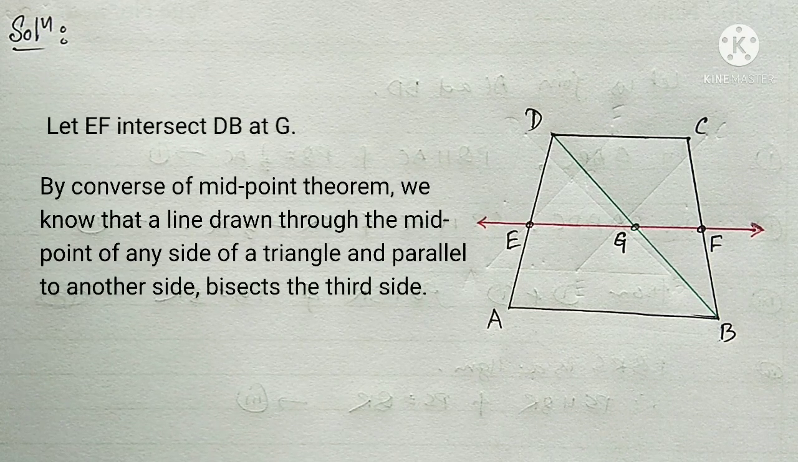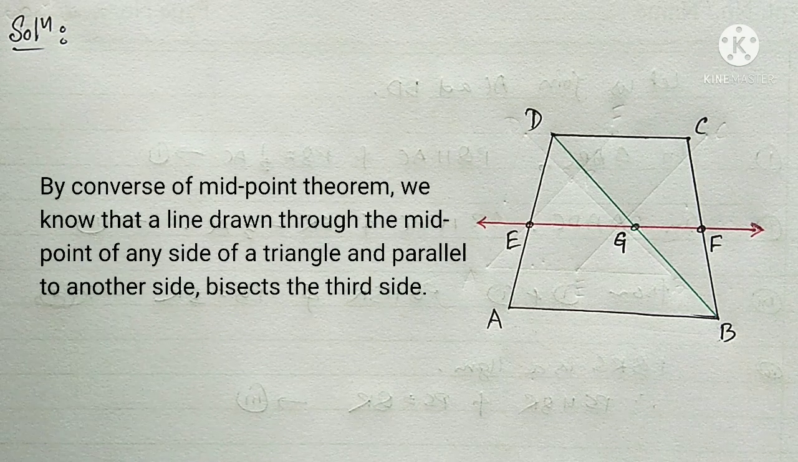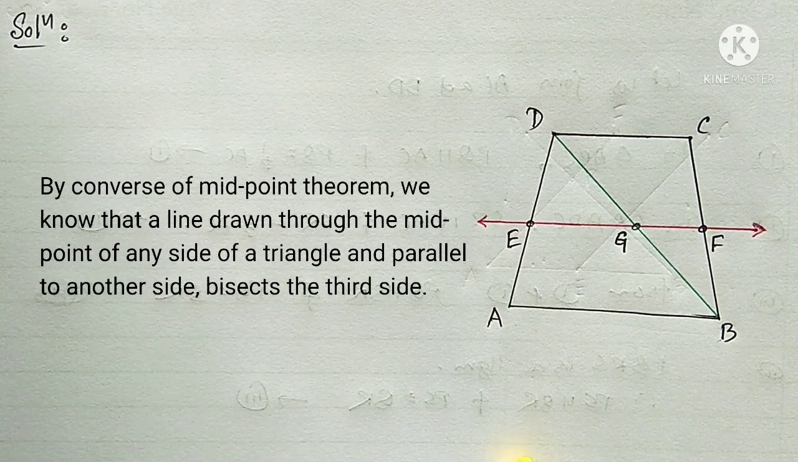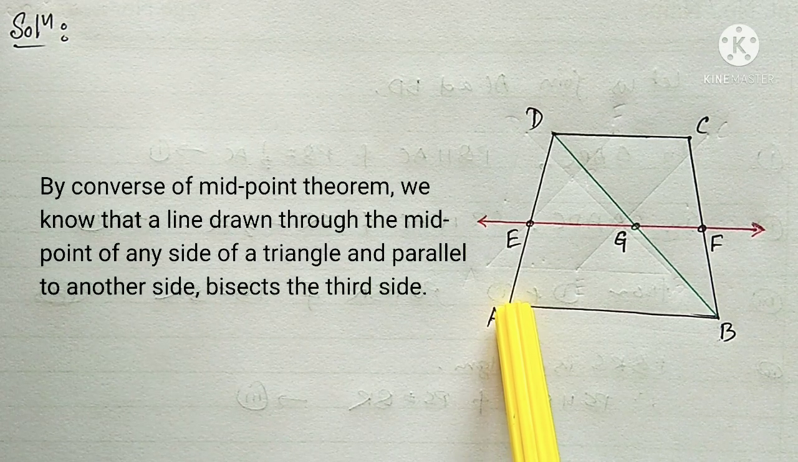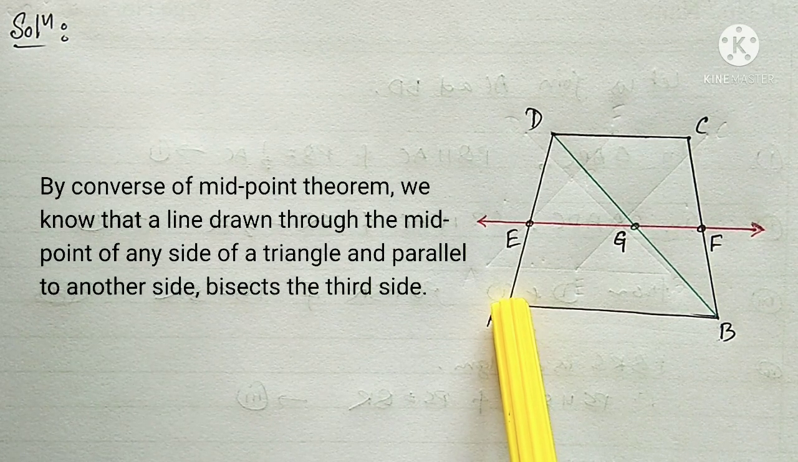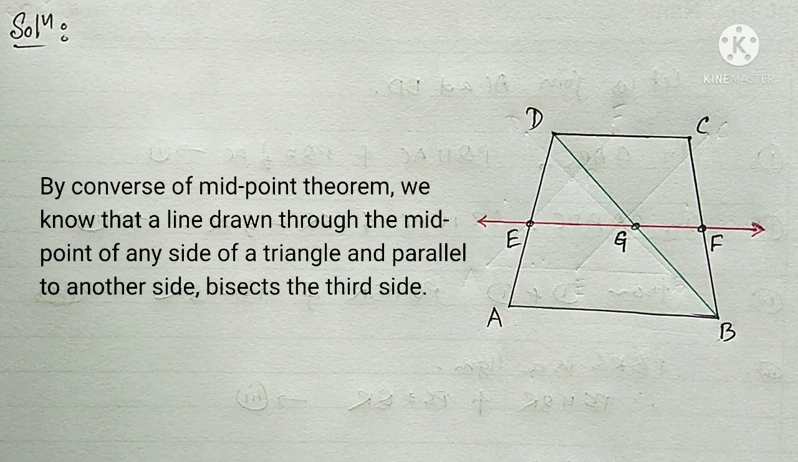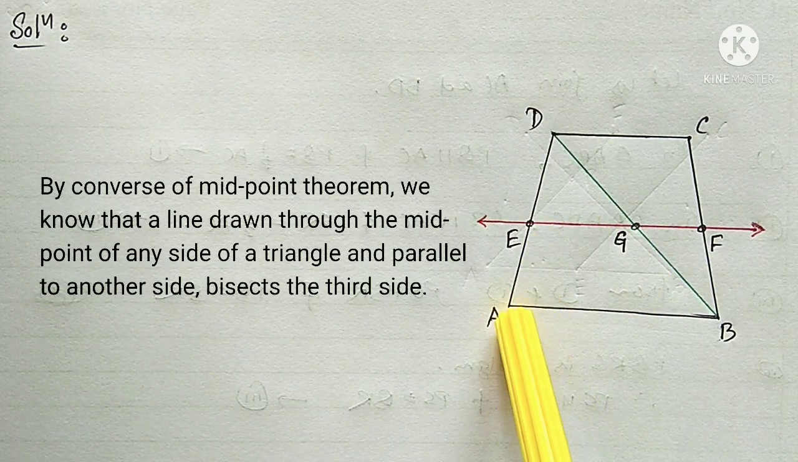Now after that, next you see one more property we know, the converse of the midpoint theorem. So what is the converse theorem? A line drawn through the midpoint of any side of a triangle and parallel to another side bisects the third side. That means the property is what here? What is the meaning of this line? The meaning is, suppose we consider a triangle here, suppose this one is the triangle ABD, for example.